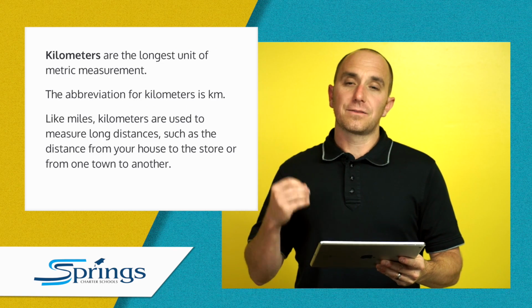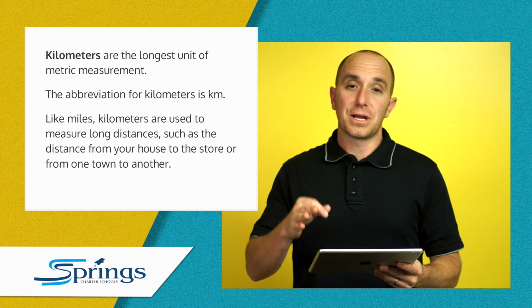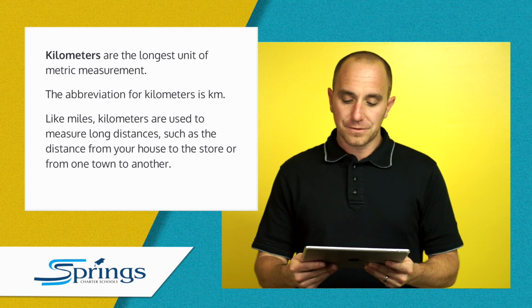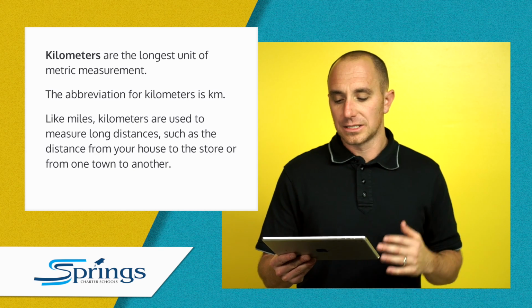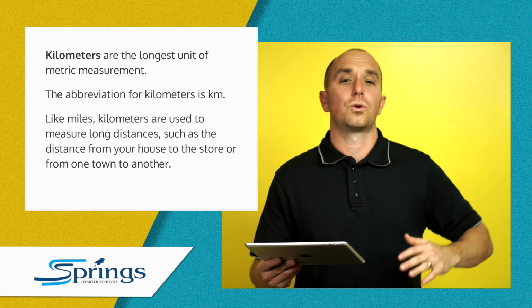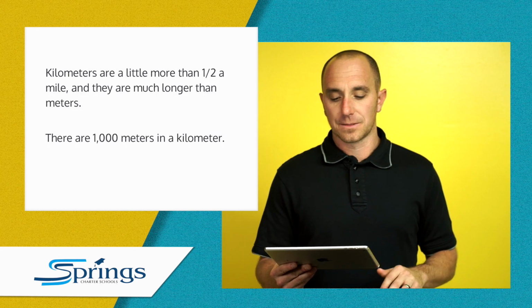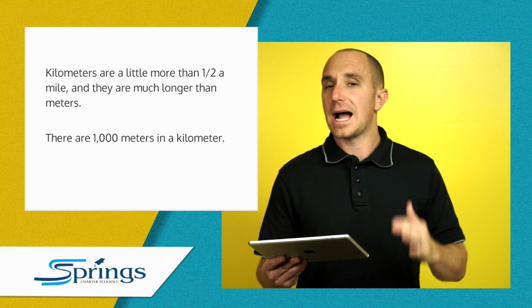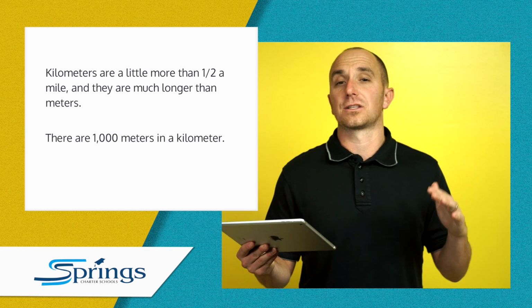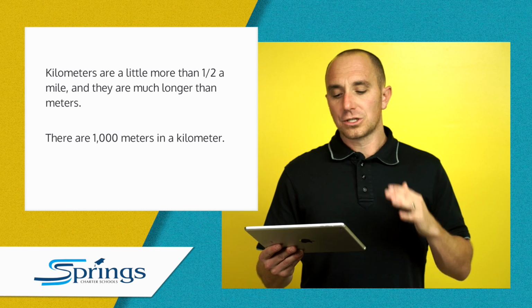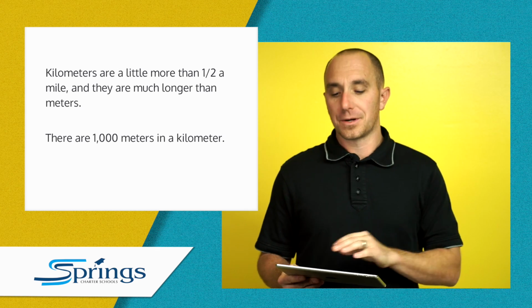All right, now we have kilometers. And these are the longest unit of metric measurement. Sorry, it was a mouthful. The abbreviation for kilometers is km. So like miles, kilometers are used to measure long distances, such as the distance from your house to the store or from one city to another, things like that. So large distances. Kilometers are a little more than half a mile. So to give you perspective, they're the longest unit in the metric system, but it's not as long as a mile. And they are much longer than meters. There are 1,000 meters in just 1 kilometer.